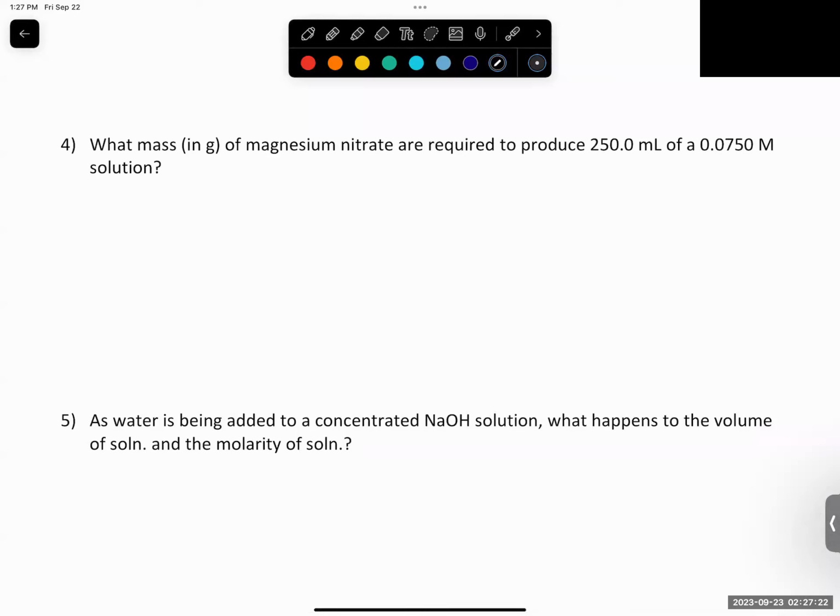All right, number 4. Time to slow down. What mass in grams of magnesium nitrate is required to produce 250 milliliters of 0.075 molar solution? I'll give you all a minute, if that's fair. A minute and 10 seconds.